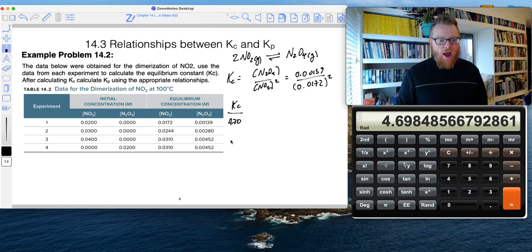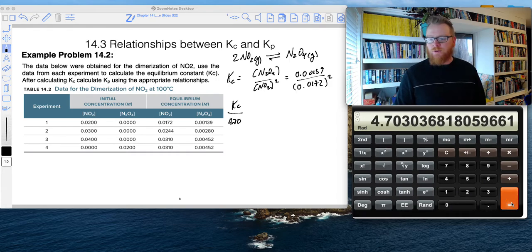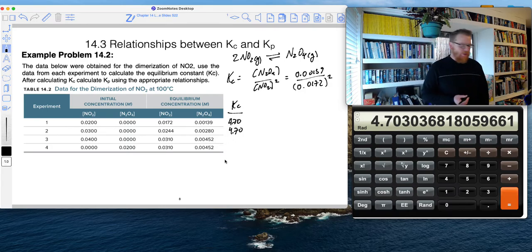Let's do the next one just to double check. So that's going to be 0.00280 divided by 0.0244 squared equals, hallelujah, look at that, 4.70. So pretty good bet that the other ones are going to be 4.70.